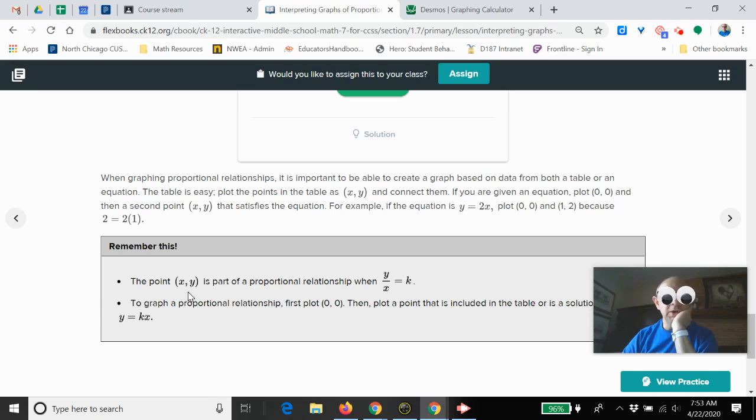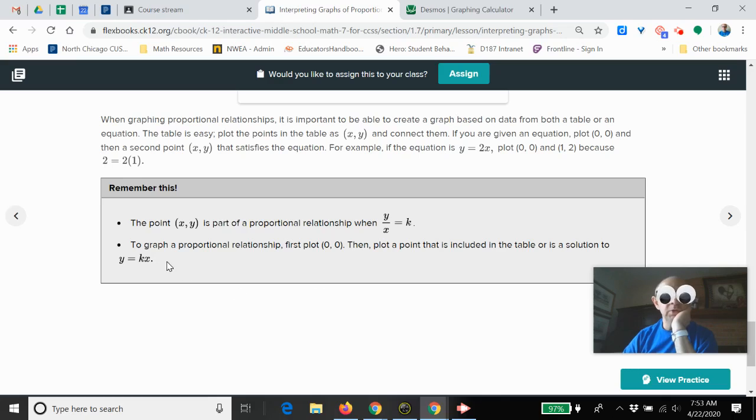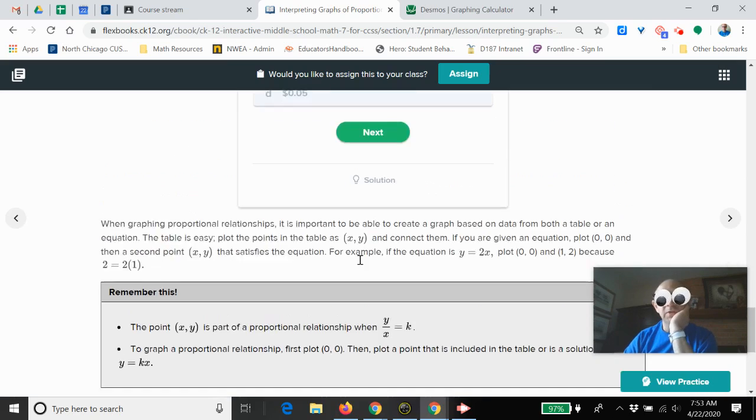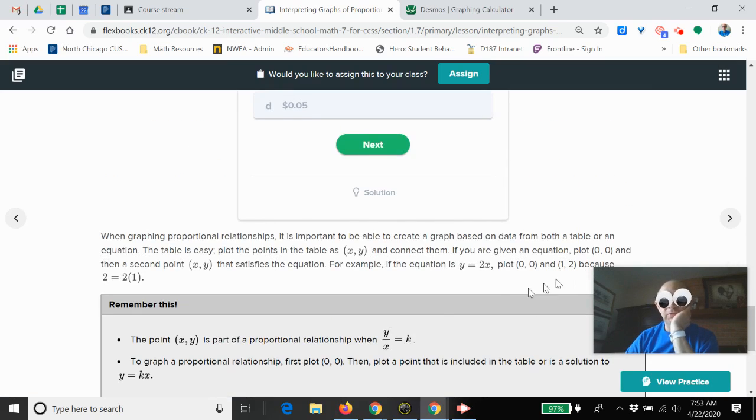The point x, y is part of a proportional relationship when y over x equals k. To graph a proportional relationship, first plot the origin, the 0, 0 point, then plot a point that is included in the table or a solution to y equals kx. So the easiest solution is to choose 1 for your x, because then that'll be 1 times k, and the answer is k. So that will give you your unit rate point and the second point.